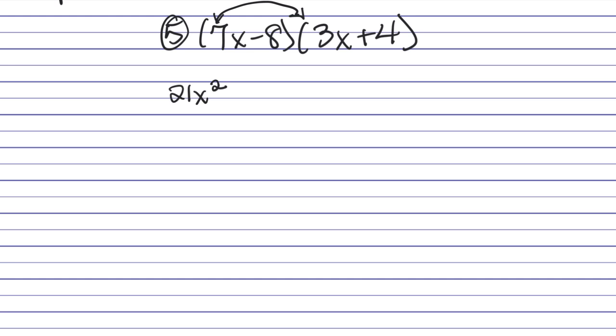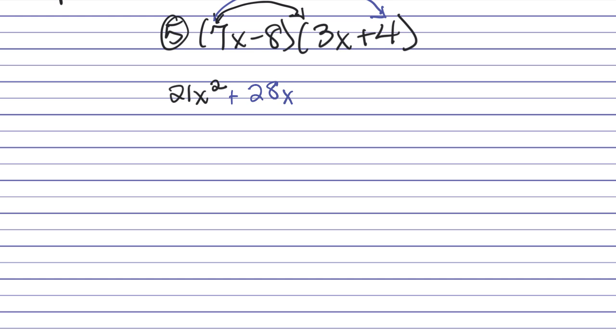My next, I'm going to go and do 7x times 4. That's going to be my outer times my outer. So I'm going to have 7 times 4, which is 28, and then you have an x.